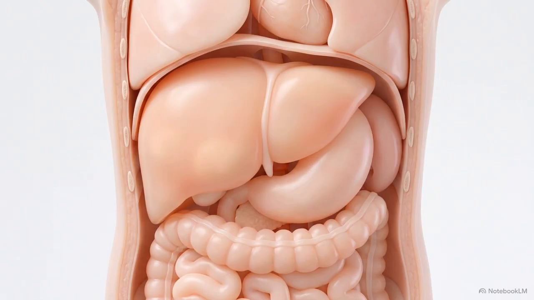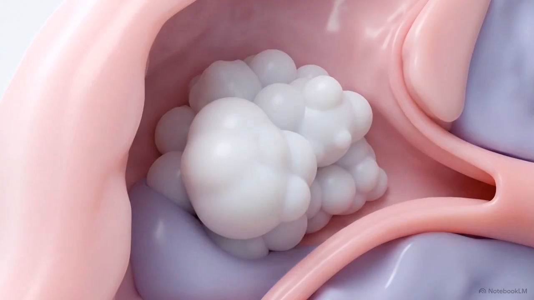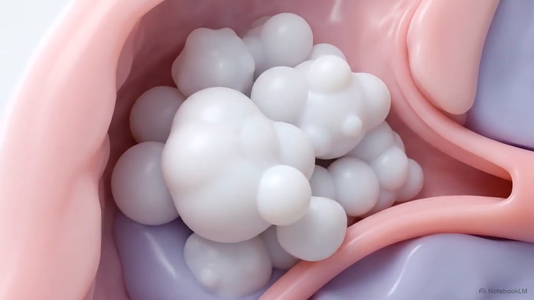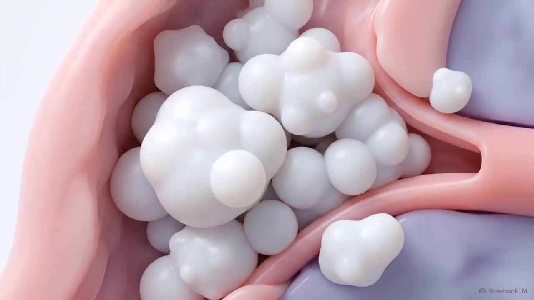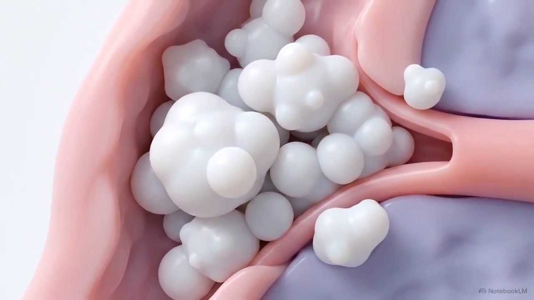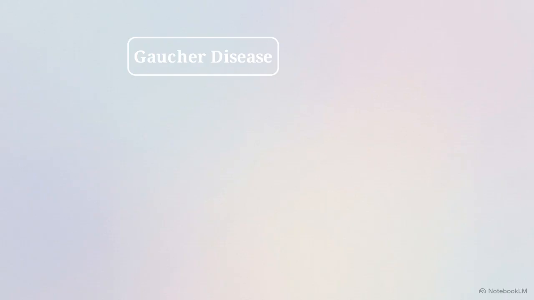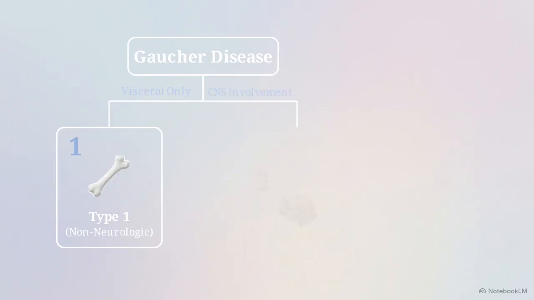This presentation requires evaluating for Gaucher disease, the most common LSD overall. Gaucher is driven by glucocerebroside accumulating in macrophages. This infiltration packs the bone marrow, causing ischemia, necrosis, and excruciatingly painful bone crises. We must divide Gaucher into its specific phenotypes. Gaucher type 1 involves only visceral organs and bones. Gaucher type 3, however, adds severe progressive neurologic decline.